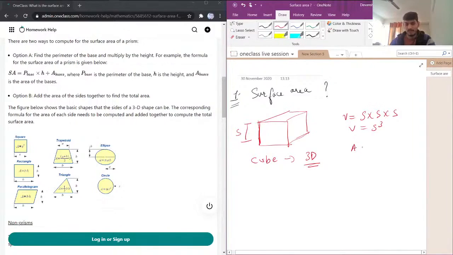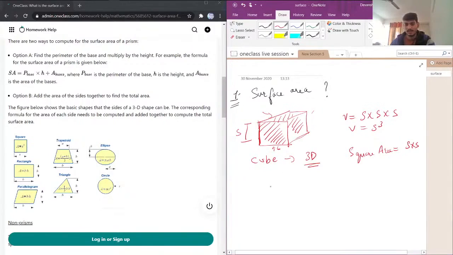Now, when we go for the area of a square, it was side into side. A cube also has a couple of squares, as the faces are in square shape. A cube has 6 faces. This is 1, 2, then this is 3. Then on the back side we have 4, then here on the back side 5, and on the bottom we have 6.